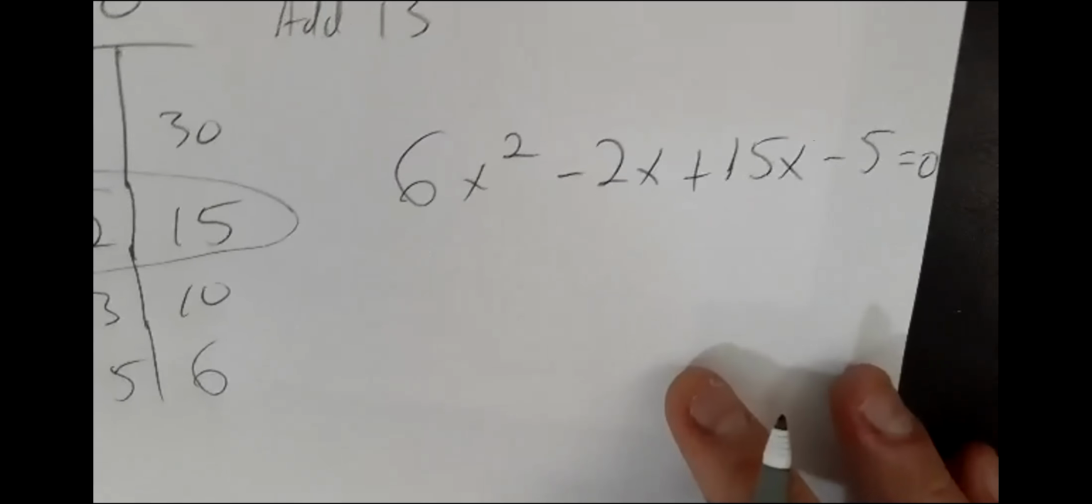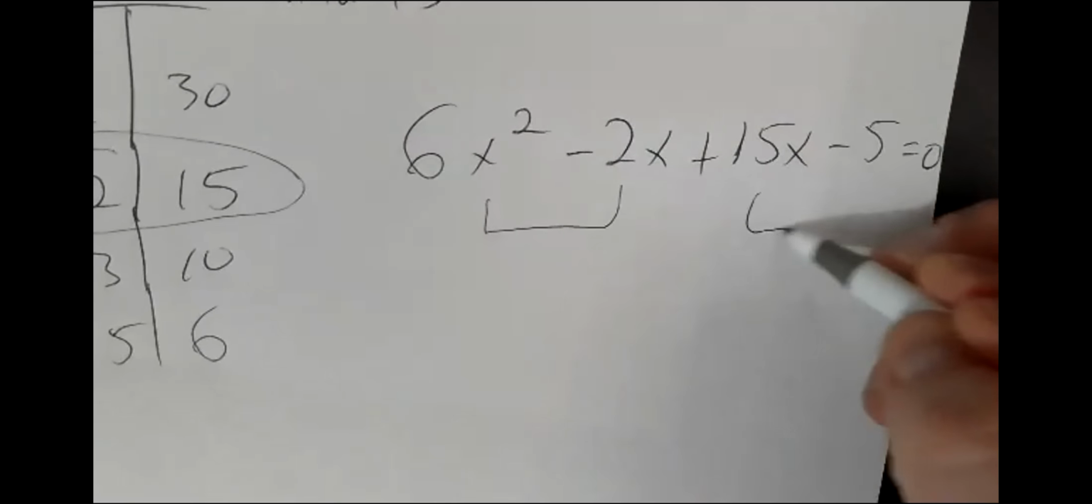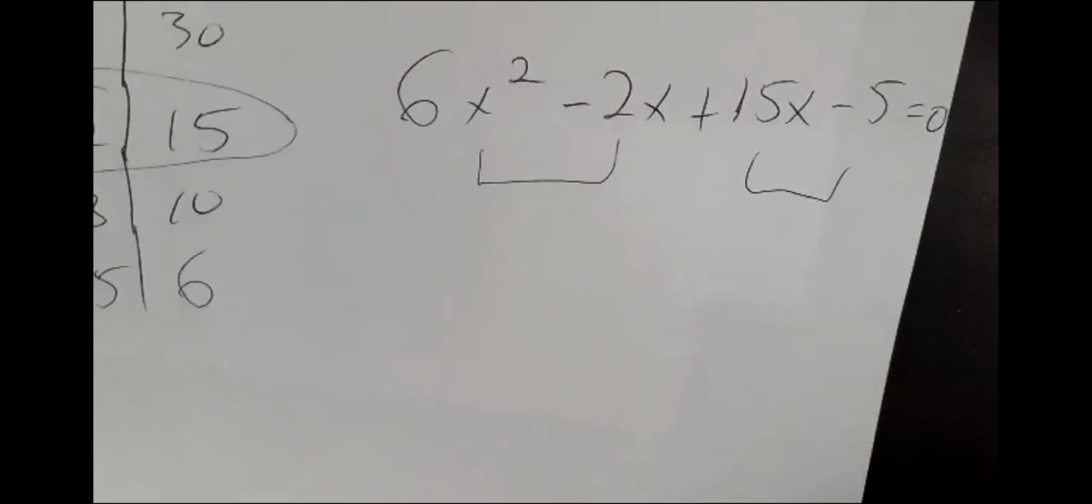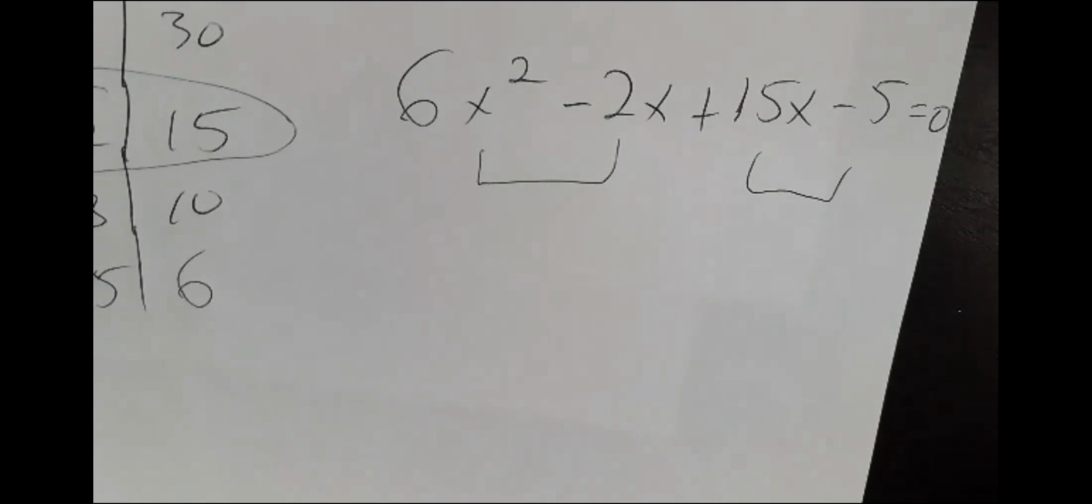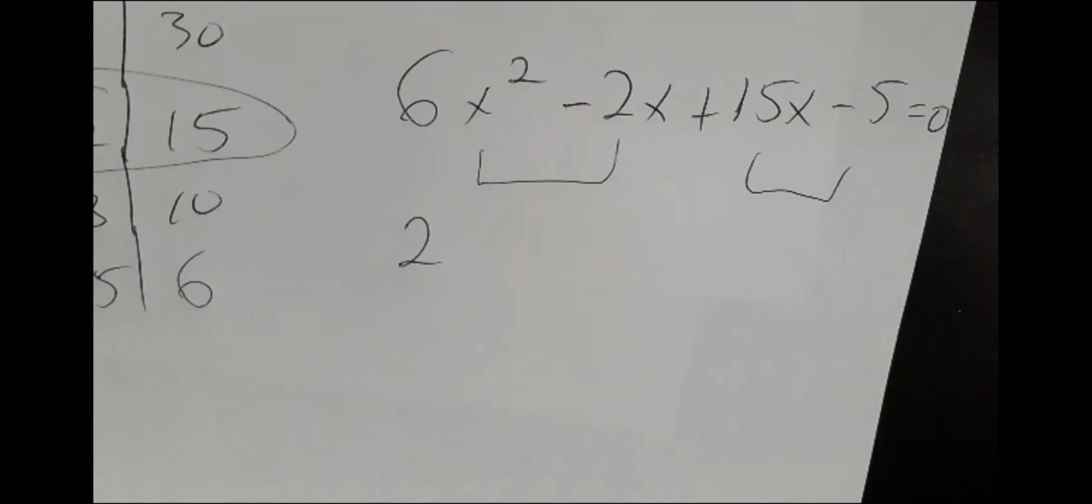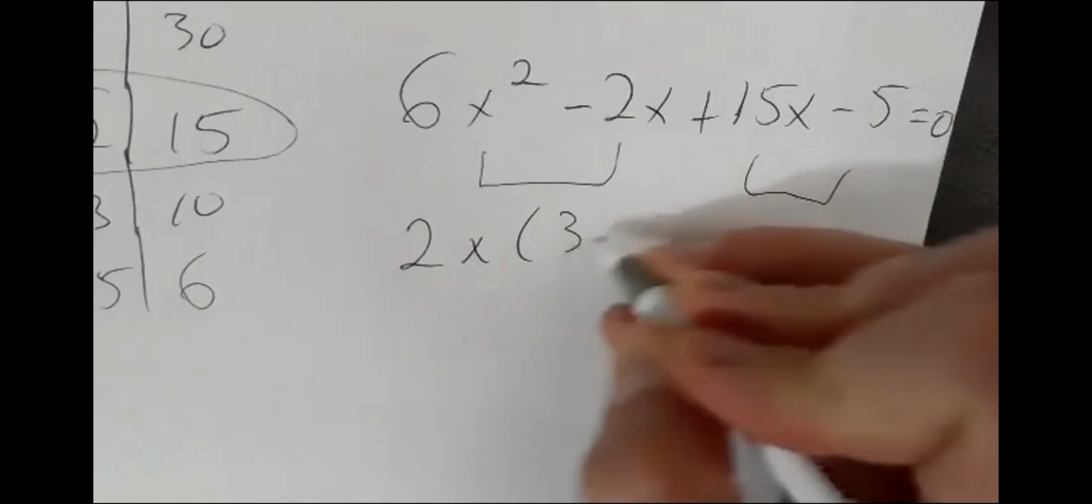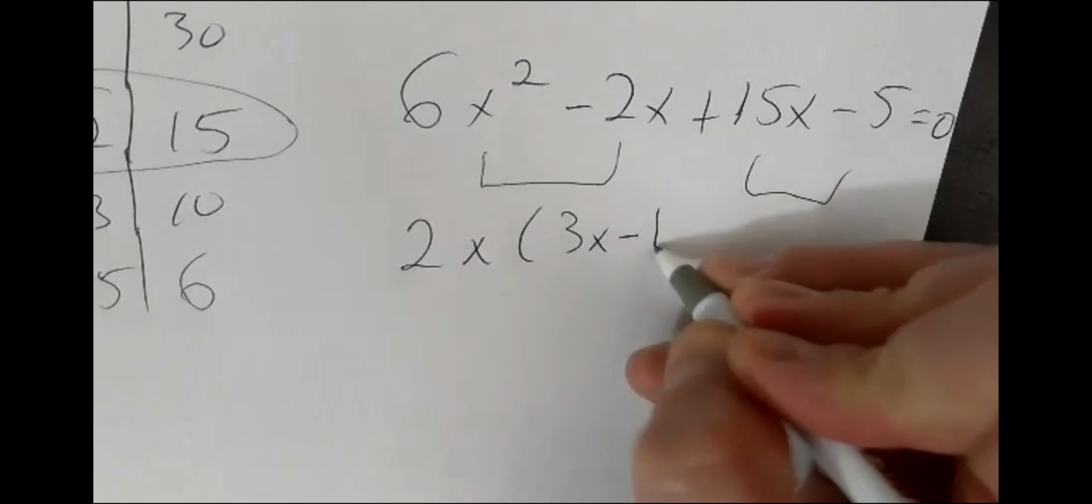So I'm doing the AC method here. I think I'm going to do these by grouping. I think I did two boxes. Between 6 and 2, I believe I can pull out a 2. Between those x squareds and x, I can pull out an x. And that's going to leave me with 3x minus 1.